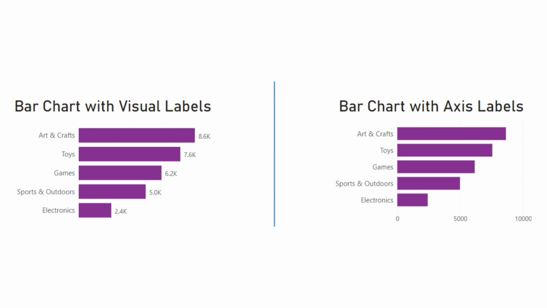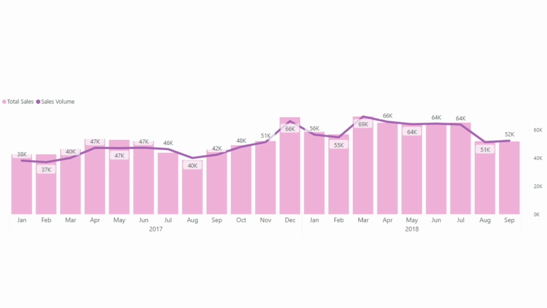So it's the bar chart with the visual labels. All right, so like I said earlier, the key here is balance. It's knowing when to use the axis labels, knowing when to use the visual labels, or you can even make use of both of them as the case may be. Like what you see on your screen is a bar chart and a line chart together, and there is a visual label and also axis label. All right, so make sure that you know when to use either of these labels.